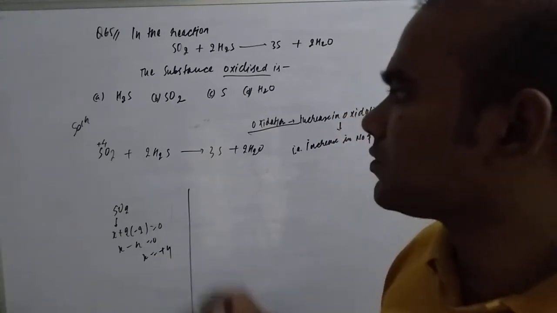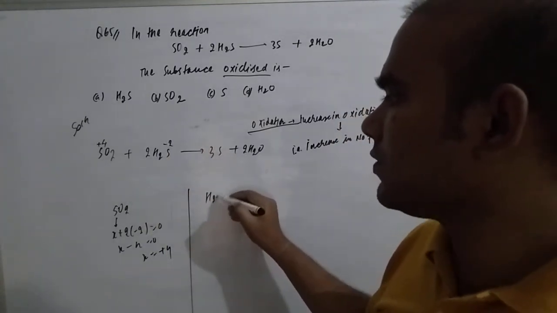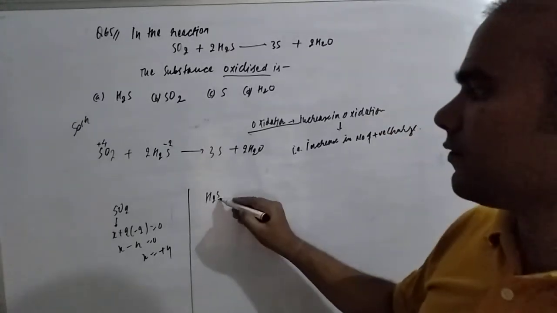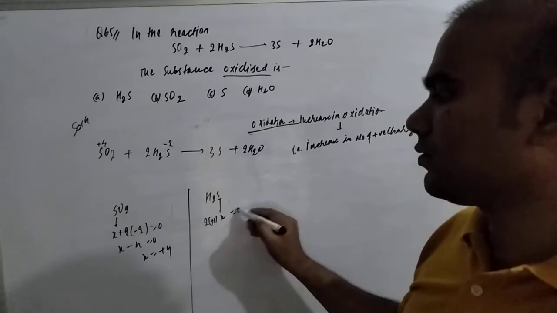Plus 4. So here, if you talk about it, it is -2. How is it -2, student? H2S is there. Sulfur you consider X. 2 hydrogens are there, +1 multiplied by 2, equal to 0.